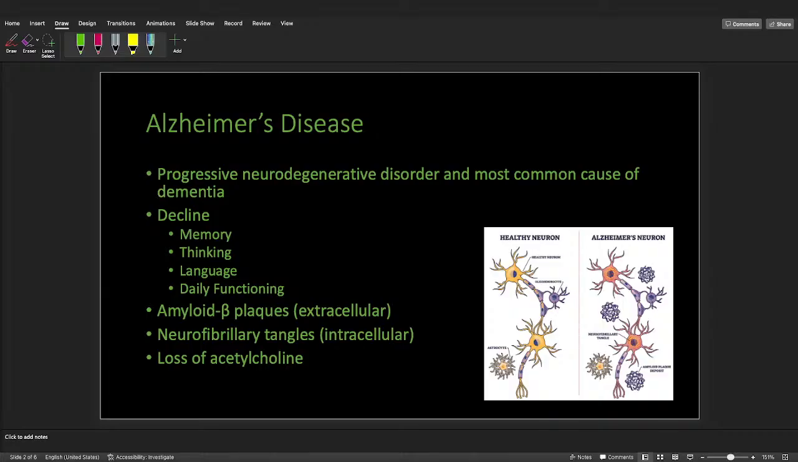And lastly, you can see here the loss of acetylcholine. Acetylcholine is important, especially for memory functioning, learning, balance, thinking, and all of that. So with that loss of acetylcholine, it's going to inhibit or prevent the ability of that patient to do what he or she normally does throughout daily life, throughout daily activities and stuff like that.